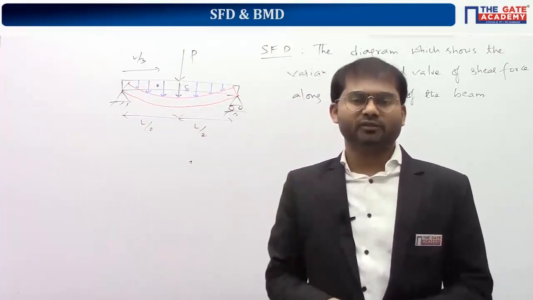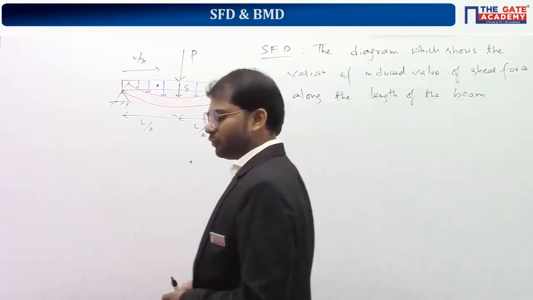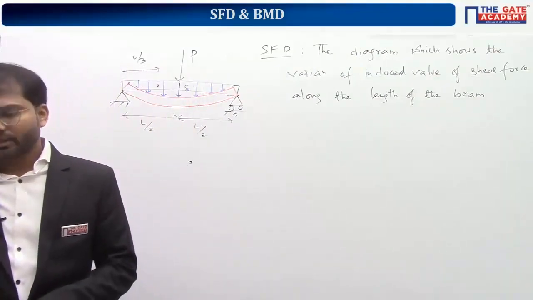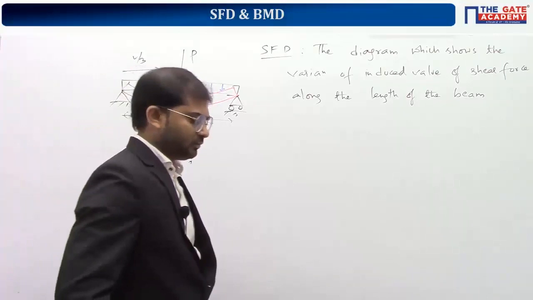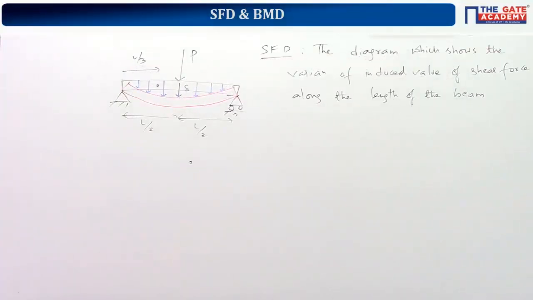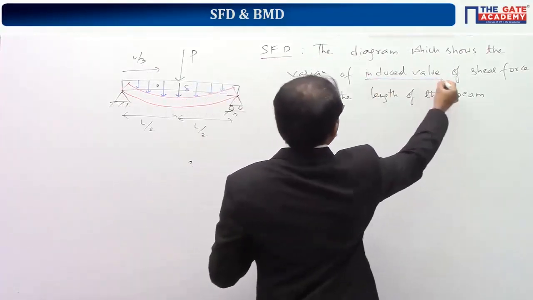So that is the induced value of shear force. The shear force diagram gives us the induced value of shear force like this at every point along the length of the beam. Okay, so kindly put this definition of shear force diagram. We'll go ahead into the definition of bending moment diagram. I hope it is clear now. You can underline the word induced because we are concerned about induced value.